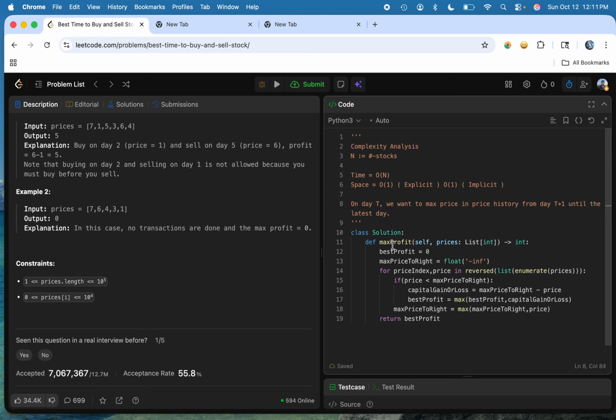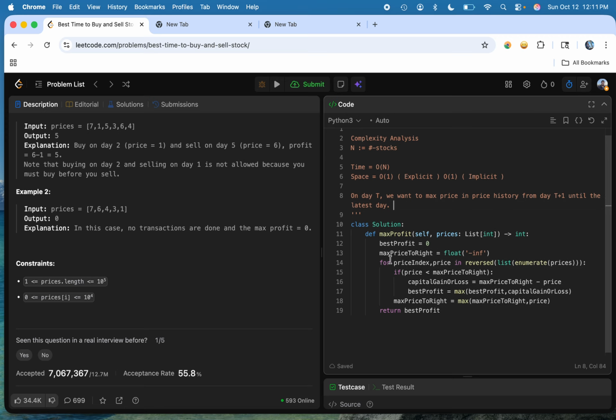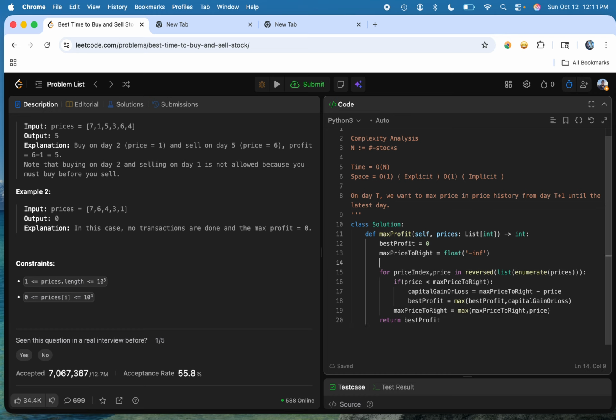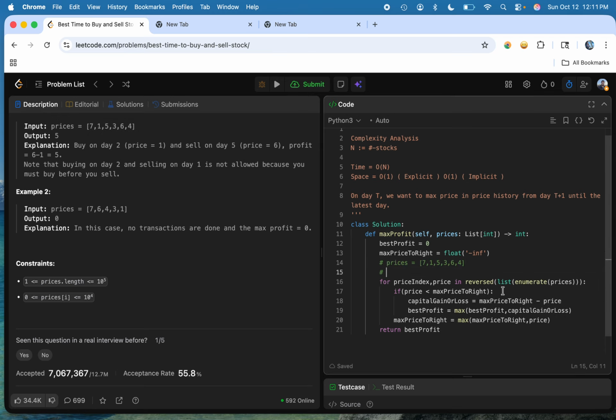So let's take a look at the method here, where we define the max price to the right, initially to a float of negative infinity. We're going to iterate in a reversed manner through our list, where we will get the index as well as the price at the current index value. So for example, if I take input 1 here, where prices is equal to 7, 1, 3, 5, 3, 6, 4, the iteration will resemble 4, 6, 3, 5, 3, 1 and 7.